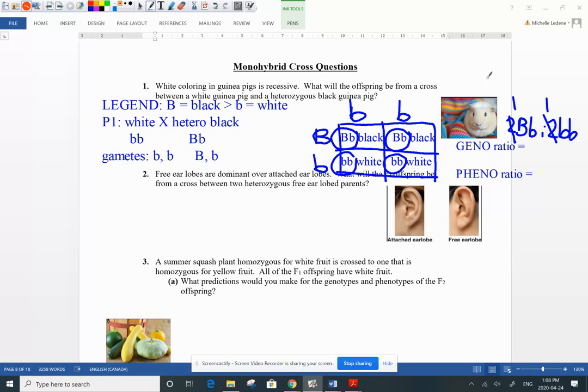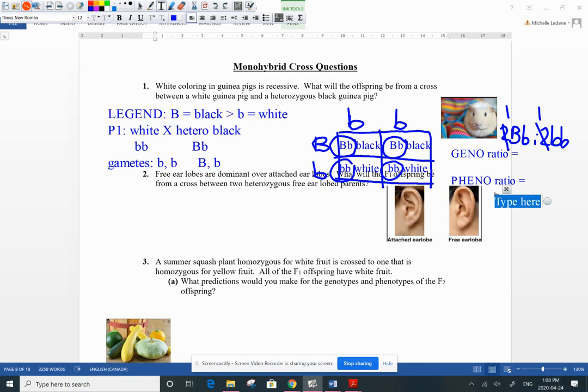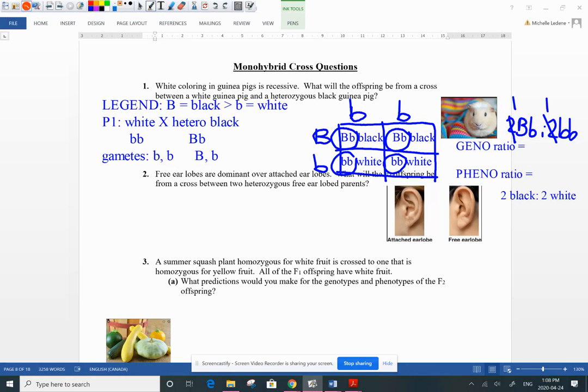So what are the phenotypes, the physical appearances? What do these guinea pigs look like? Well, there's two black guinea pigs to two white guinea pigs. Again, is that lowest terms? Ask yourself, can I reduce that? Yeah, if I divide by 2, now I've got one black to one white.